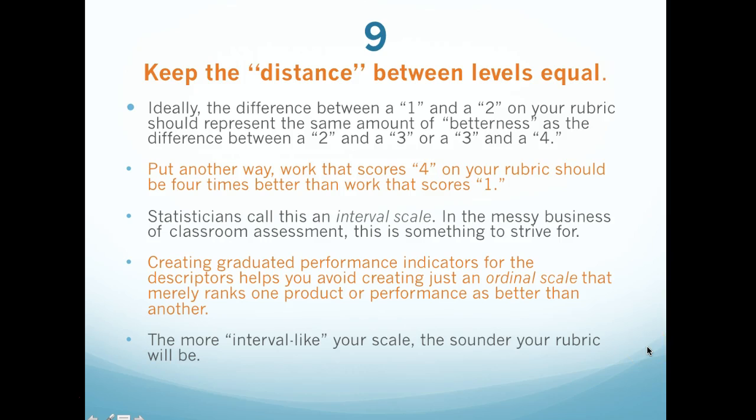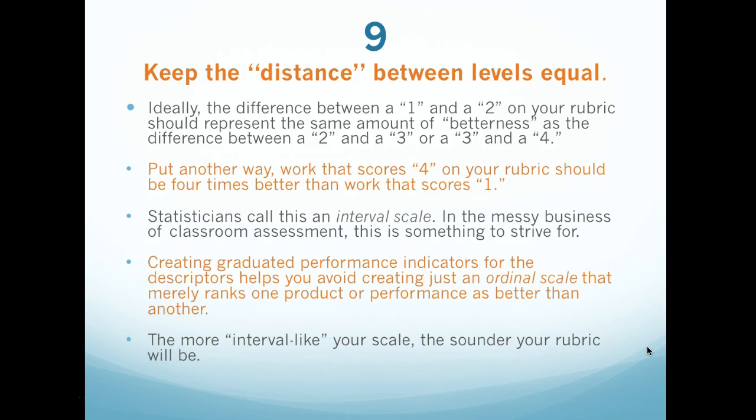Keep the distance between the levels equal. You can read this one. Put another way, the work that's the 4 on your rubric should be 4 times better than the 1 on your rubric. That's an interval scale, and you're creating graduated performance indicators for the descriptors, to avoid creating an ordinal scale that merely ranks one product performance as better than another.